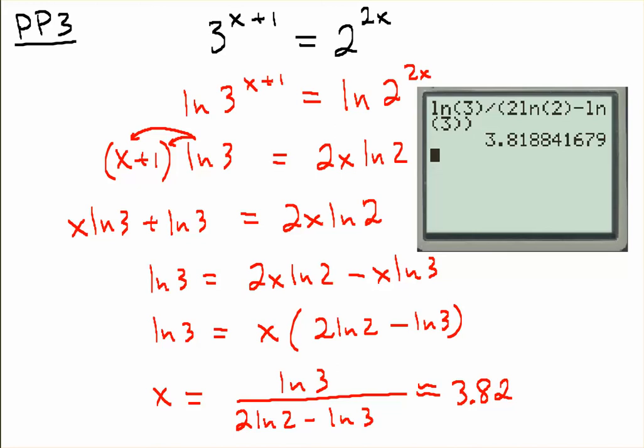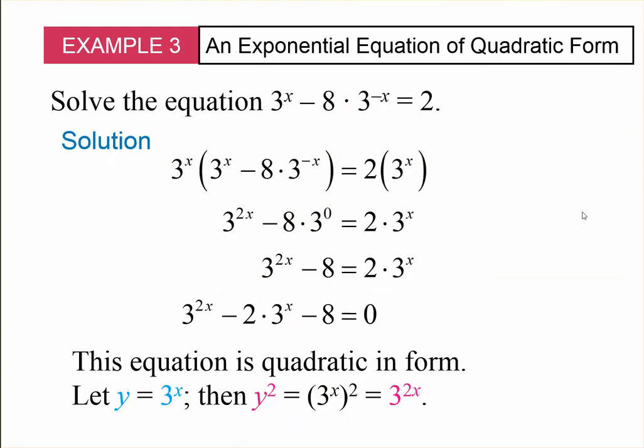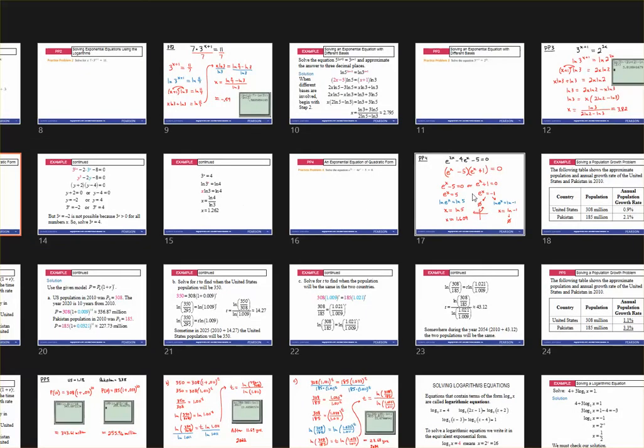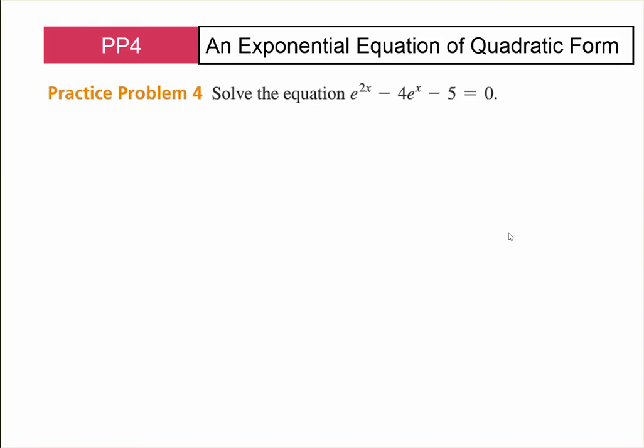All right, next one. It's kind of weird. It's called exponential equations in quadratic form. This is kind of a weird one. Again, let's look at an example first. Sorry, that looks like a weird example. Let me jump to this one first, and then we'll jump to the more difficult one.